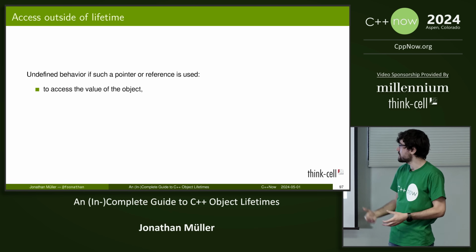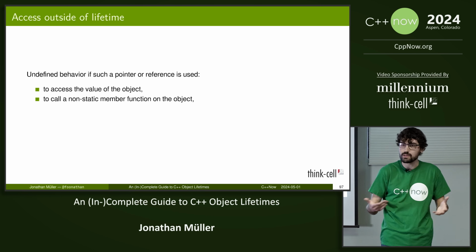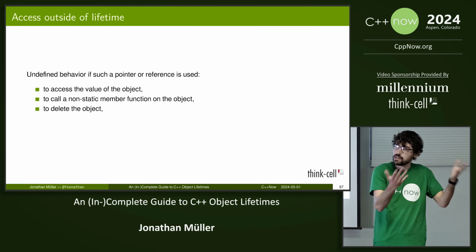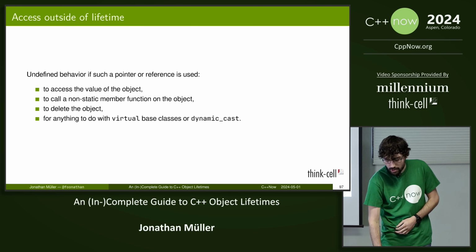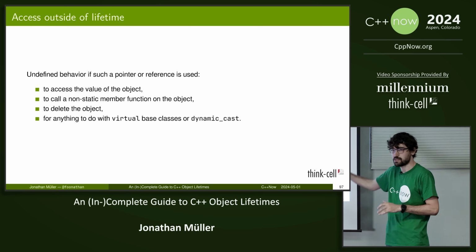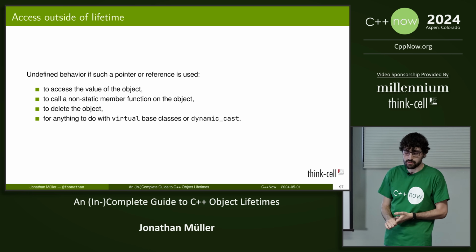So in general, we have undefined behavior if such a pointer is used to access the value of the object, to call a non-static member function, to delete the object because it's already destroyed, right? Or to do anything with virtual base classes or dynamic cast, because then you need to go into the v pointer, which doesn't exist anymore because the object is destroyed.